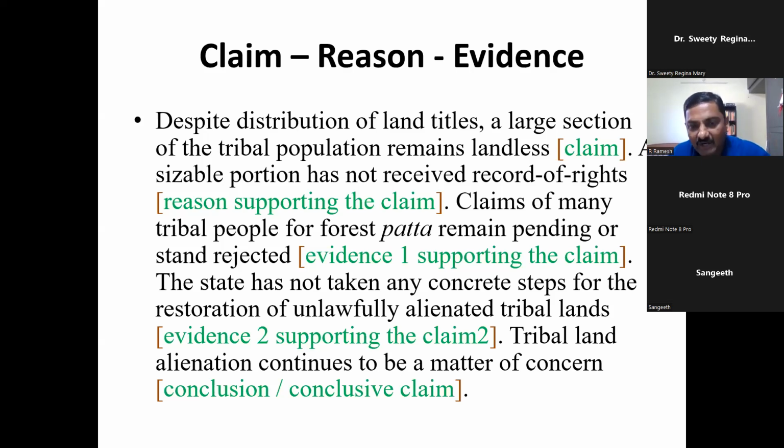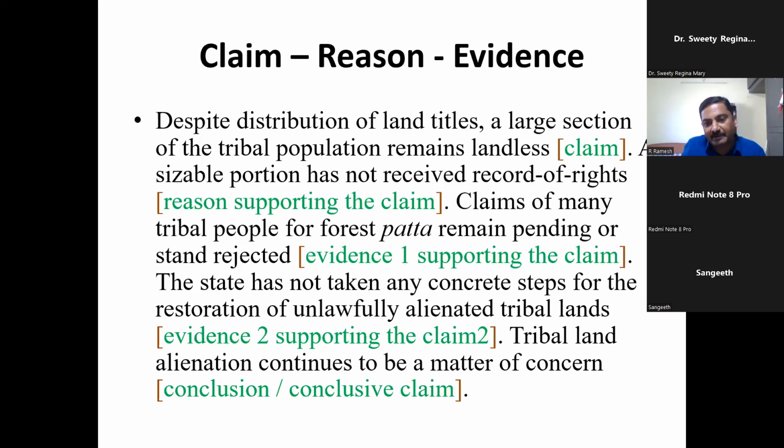So the government has not taken any concrete steps for restoration of unlawfully alienated tribals. Tribals were unlawfully alienated and the government has not taken any step. And I have evidences for this. And then from all these, my conclusion is tribal land alienation continues to be a matter of concern. So the government cannot say that they have solved all the land related problems of the tribals. Today also it exists. My study proves this: tribal land alienation continues to be a matter of concern.